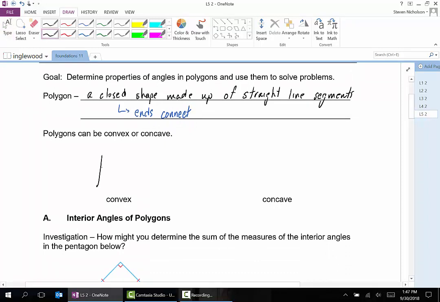So here's the two kinds of polygons we can have. A convex and a concave. And again, these are supposed to be straight lines. So concave meaning goes in, like a cave goes in.